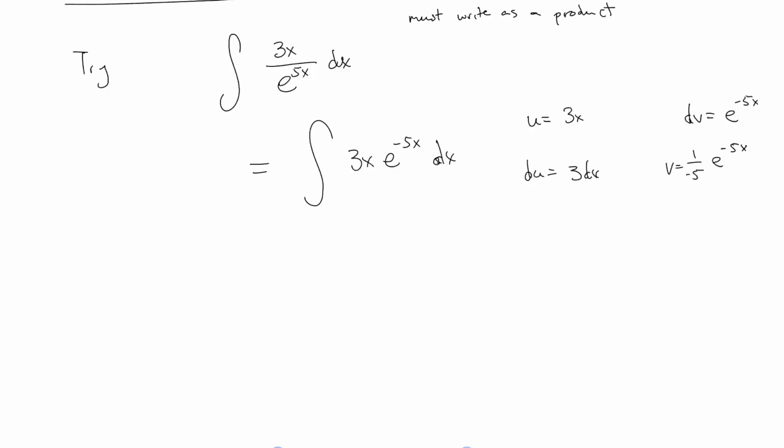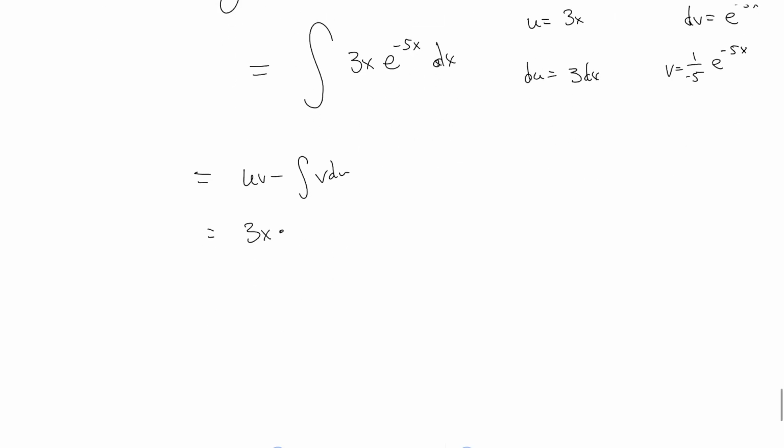And then I think I'm ready to do my integration by parts formula. I go uv minus integral v du. Hopefully you are beginning to memorize that. That's the u. The v is 1 over minus 5 e to the minus 5x, and then I go minus integral v, 1 over minus 5 e to the minus 5x. Du is 3 dx. All right.